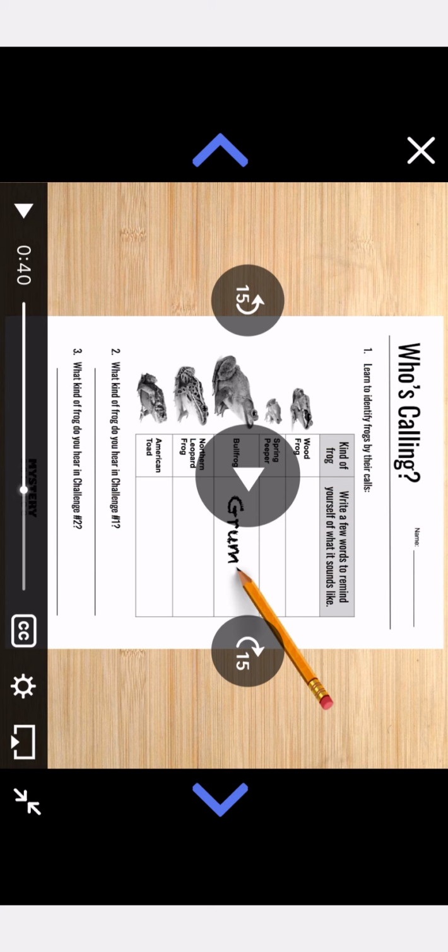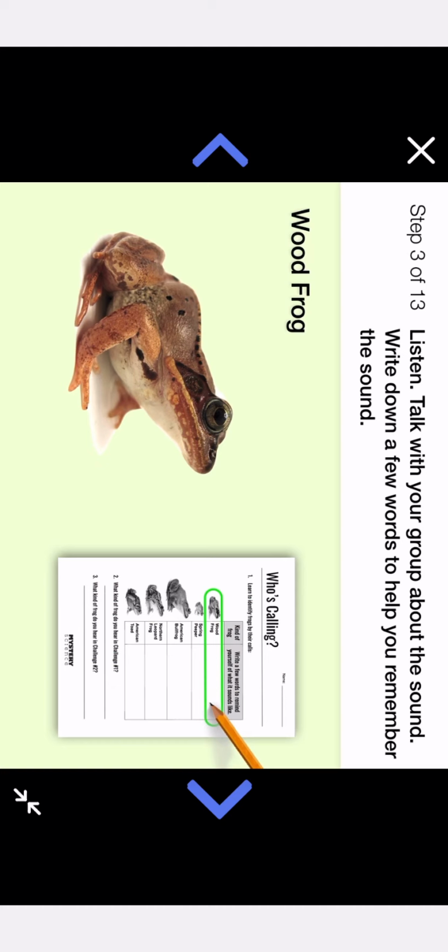Now you're going to learn what wood frogs sound like. I'll play you a recording, listen to it, and then talk with your group about what words could describe the sound. Write down a few words to help you remember the sound. Are you ready? Here we go. Here's the sound of wood frogs.